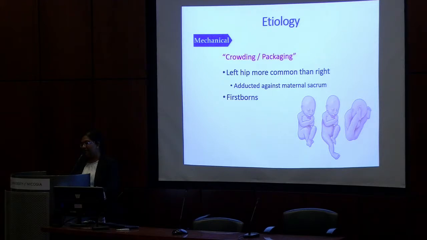Firstborns too have theoretically less space in the uterus. Oligohydramnios gives the baby less space. And a breech presentation positions the hip at risk for DDH as well.